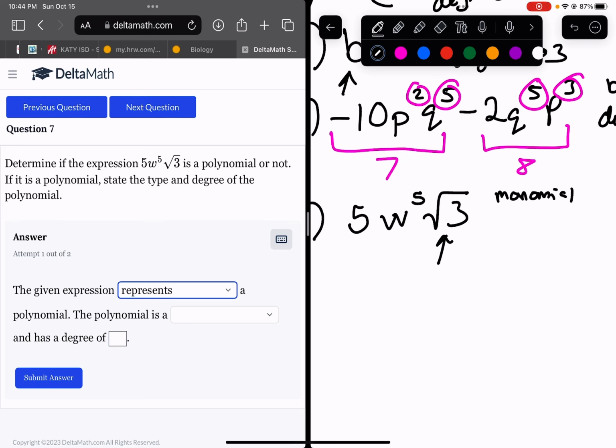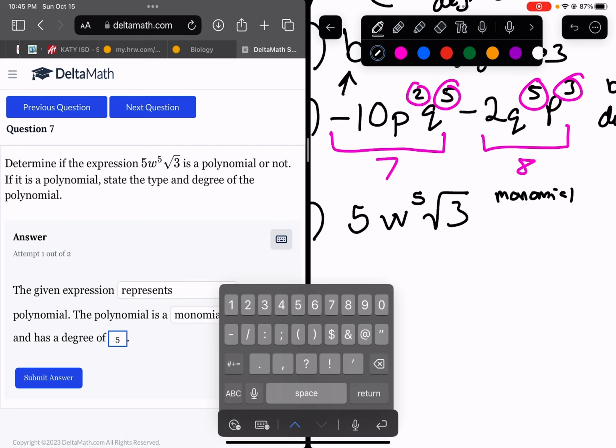And remember, you only count the powers on the variables. So even though this 3 technically has a power of 1/2, when you're finding the degree, you only count the powers on the variables. So 3 is not a variable, it's a number. So this guy here would be a degree 5.